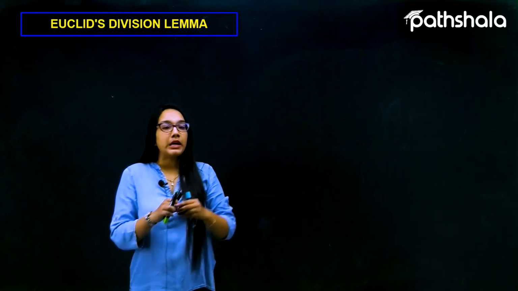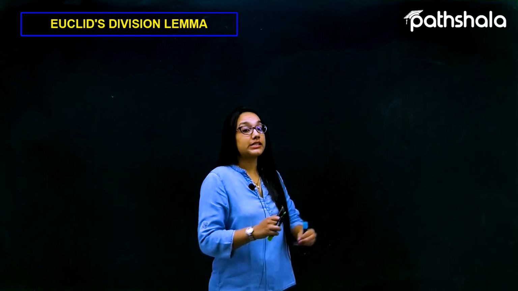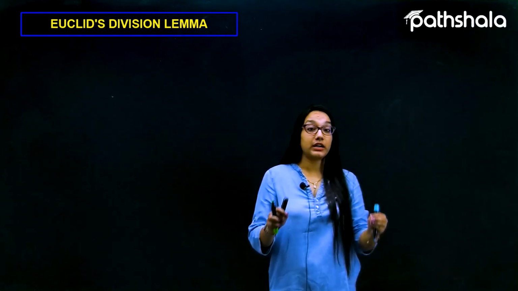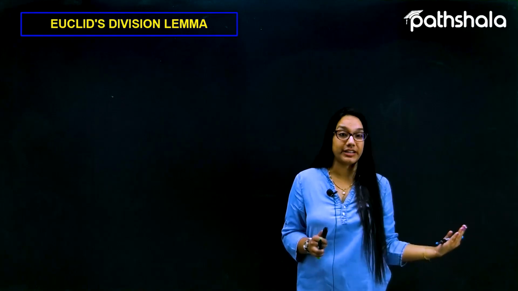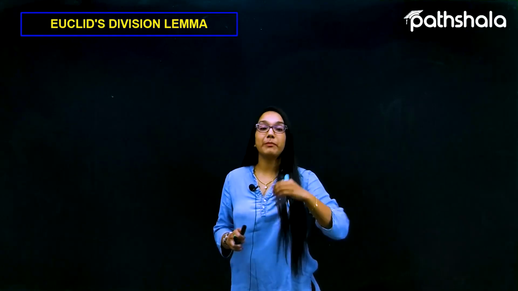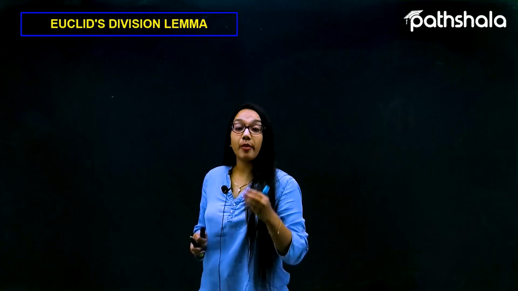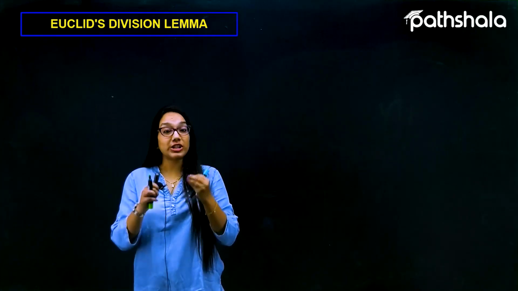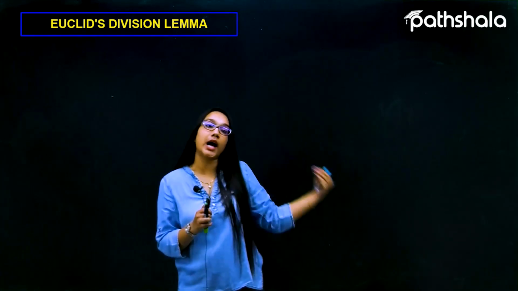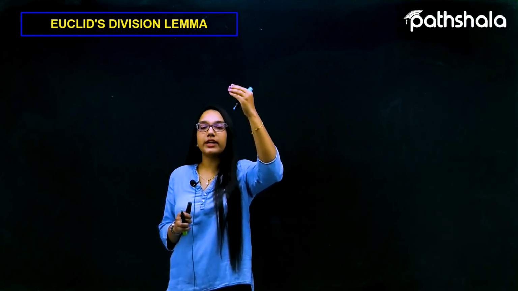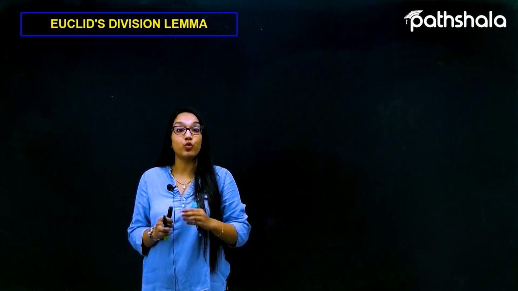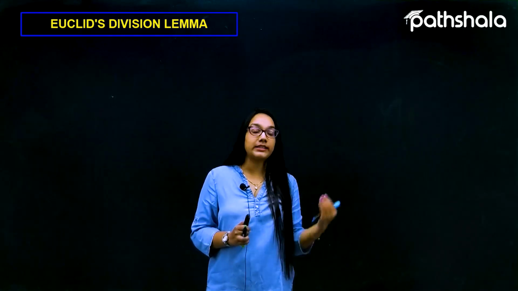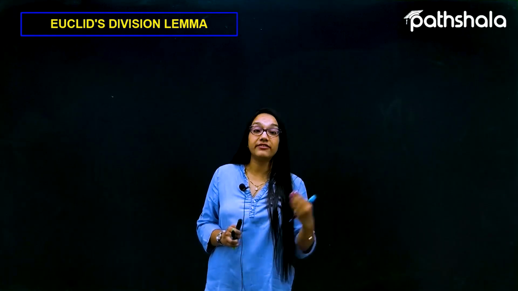Actually, the meaning of a lemma is a proven statement which helps to prove another statement. So a lemma is a proven statement which is helping us to prove another statement. Here, Euclid's division lemma is a statement which helps us to prove other statements. So let's just start with Euclid's division lemma.